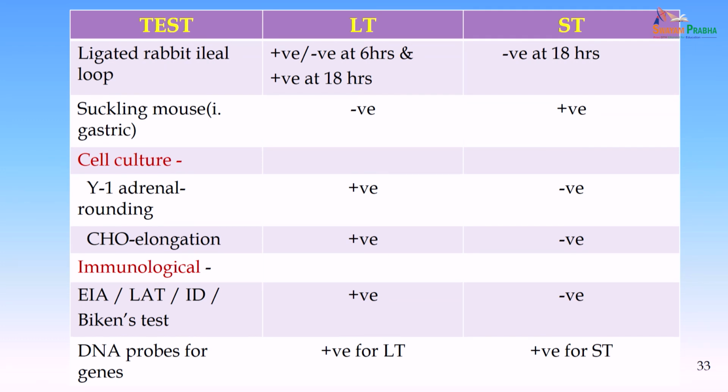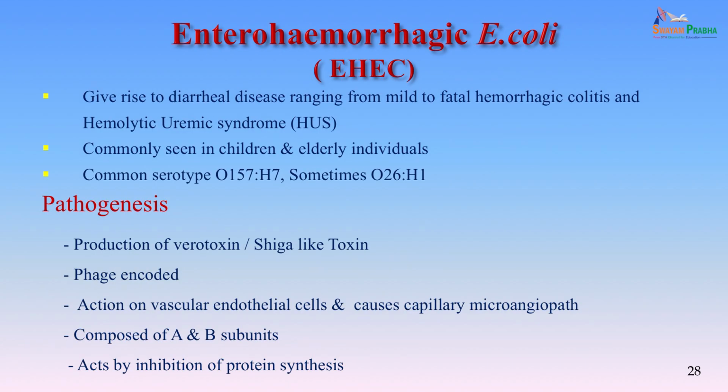The newer methods use DNA probes specific for the heat labile toxin and for the heat stable toxin. The next E. coli which is diarrheogenic, which we will be studying today, is the enterohemorrhagic E. coli. It gives rise to diarrheal disease ranging from mild to fatal hemorrhagic colitis and can result in the hemolytic uremic syndrome, which is often fatal. It is commonly seen in children and very elderly populations. The common serotype which causes this is O157:H7. Occasionally, O26:H11 can also cause enterohemorrhagic diarrheas.